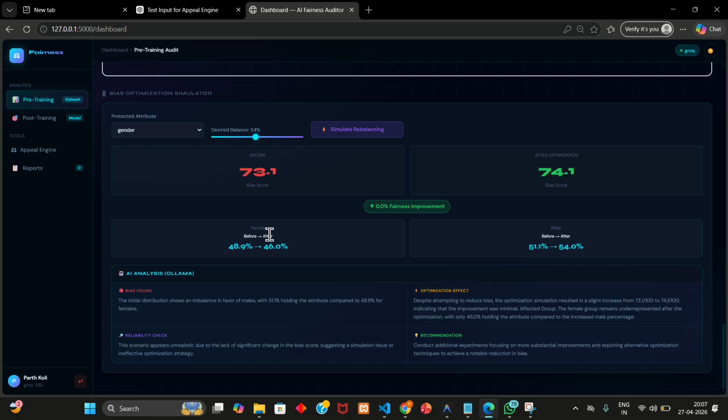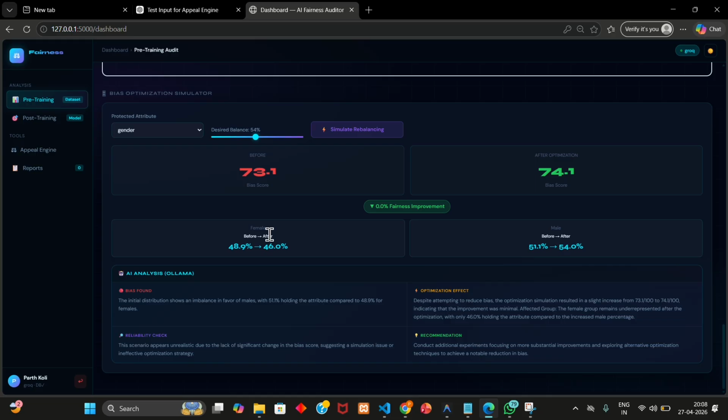To reduce this bias, we applied a rebalancing strategy with a desired target of 59% male representation. The result was 51% male representation and 48.9% female representation. But here's the key insight. Instead of improving fairness, the bias score slightly increased from 73.1%. This means the system actually became more biased.